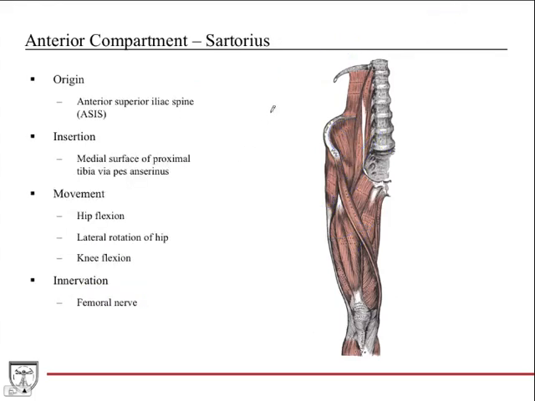So the sartorius muscle, this is actually the longest muscle in the body, and it originates up here on the ASIS. So here's the ASIS right here, the anterior superior iliac spine. And it goes down, and it goes from lateral to medial. That's important to know. So lateral down to the medial aspect down here. And it inserts onto the medial surface of the proximal tibia, which would be down in here.